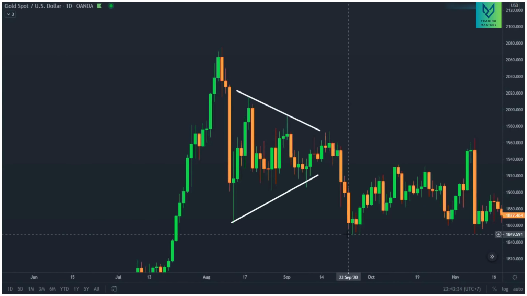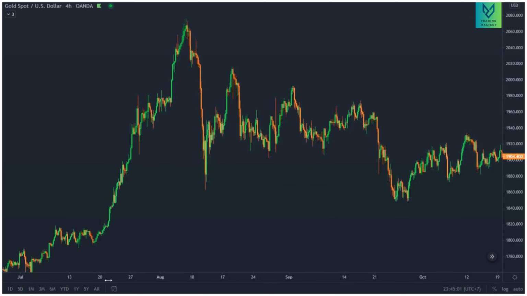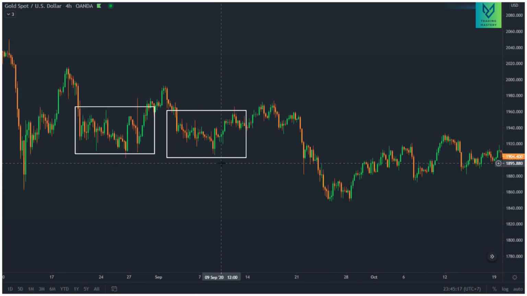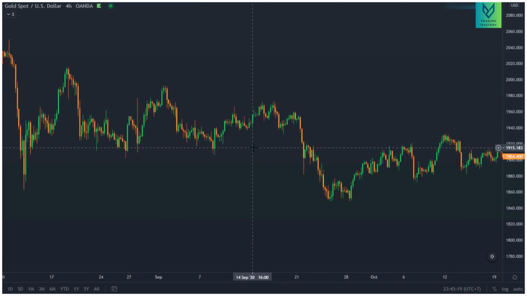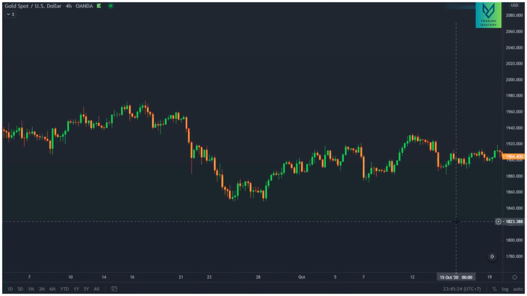The structure is moving sideways without clear patterns, meaning the price is continuously touching peaks and troughs and then reversing. There are usually many candle wicks appearing. In this chart, we can easily identify such phases. They could be these phases, or these phases. Although, it still remains within a sideways structure with the rules of a larger time frame. Or this phase.